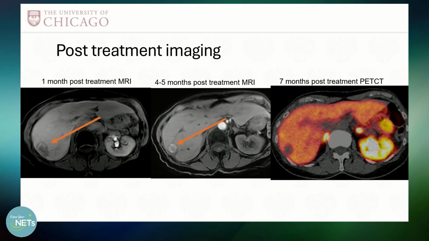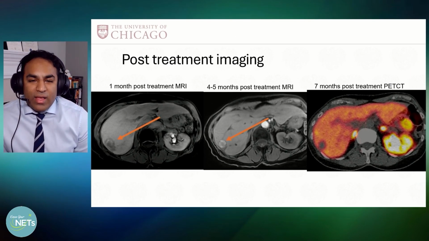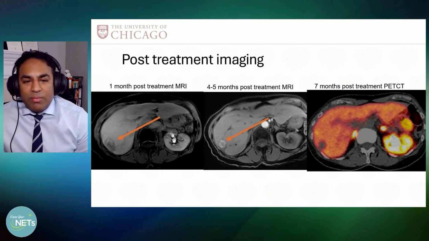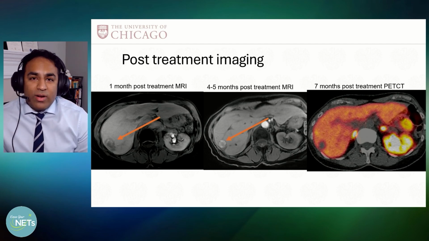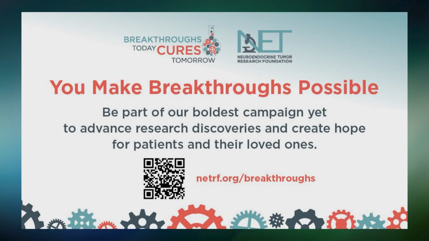This is our post-procedure imaging. You can see at 1 month post, there are some post-treatment changes; 4 to 5 months post, evolution of those post-treatment changes; and 7 months post, that area where the lesion used to be now has no activity on the PET-CT. And so these are a variety of ways to treat liver metastasis for neuroendocrine tumor and neuroendocrine carcinoma that we offer here at the University of Chicago.